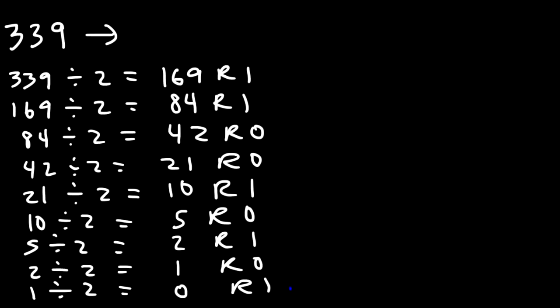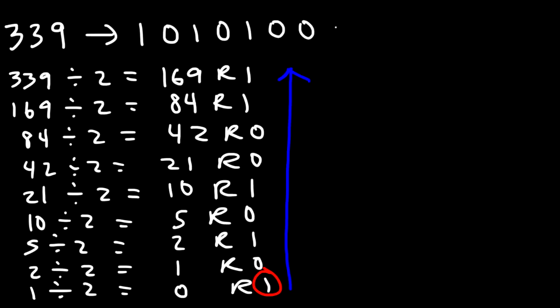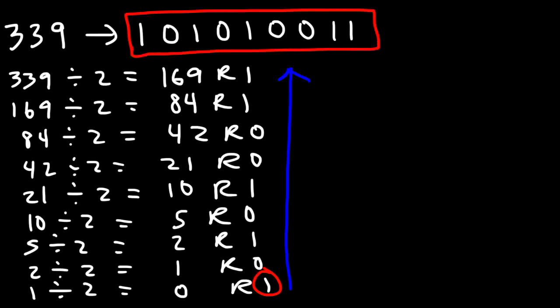So let's go from the most to the least significant bit. Starting with the number on the bottom, it's going to be 1, 0, 1, 0, 1, 0, 0, 1, 1. And so this is 339 as a binary number.